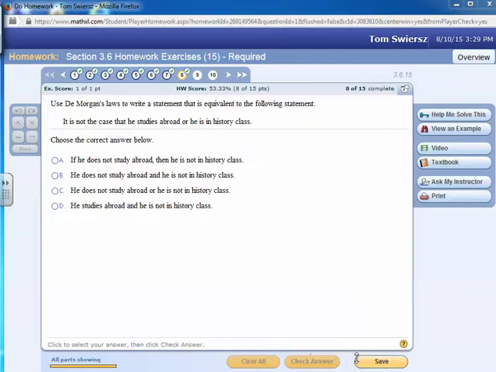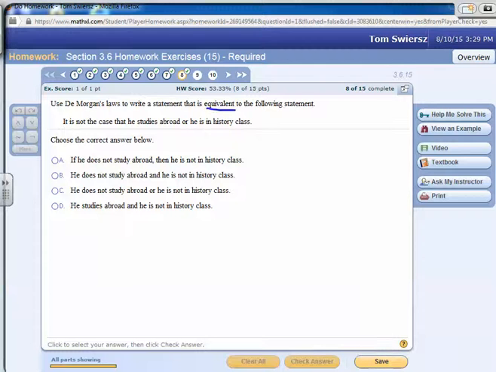Let's go ahead and solve homework exercise number 8. It says use De Morgan's laws to write a statement that is equivalent to the following statement. It is not the case, so it is not the case as negation out in front, that he studies abroad, we'll say is P, or, so it's a disjunction, he is in history class, which is just Q, no negation there, so I'll just put Q.